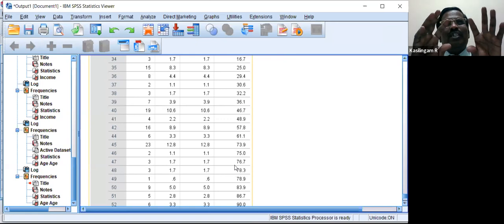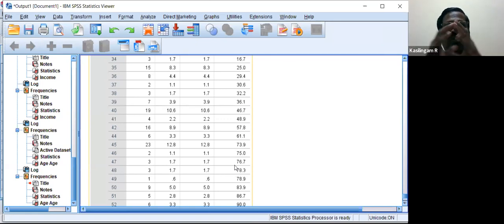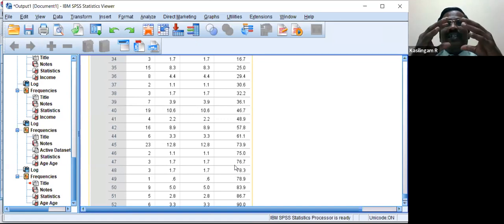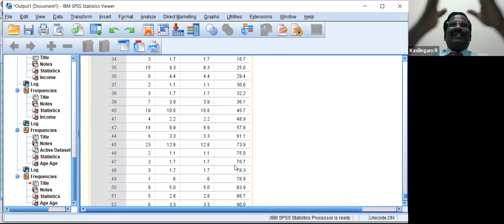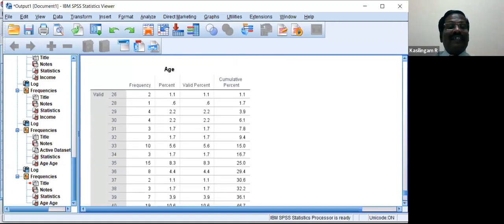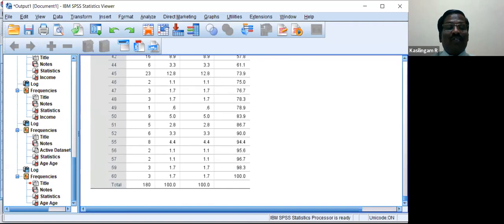Now we have understood the measures of central tendency. Now let us go to the measures of dispersion, how data is dispersed. Now the range: when you look at this one, the data is distributed from 26 to 60. So that is how it is dispersed.